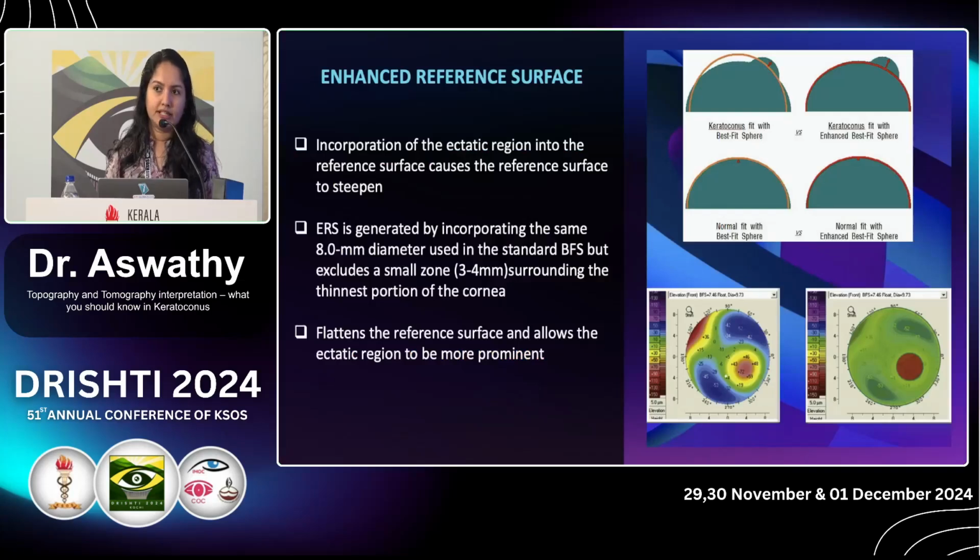But a problem is there, these elevation maps, these reference surfaces are derived from the anterior curvature map. But if it is an ectatic cornea, then that causes steepening of the reference surface. So a part of the cone will be masked. So to circumvent this problem, we have come up with an enhanced reference surface which excludes a small zone of 3 to 4 mm surrounding the thinnest location. So when that area is excluded, it flattens the reference surface and allows the ectatic region to become more prominent.